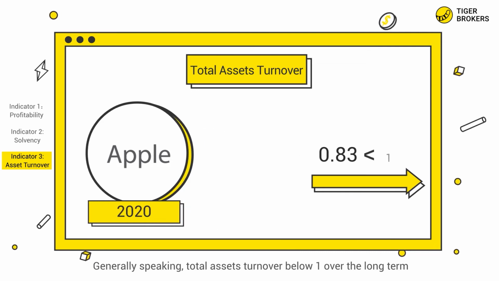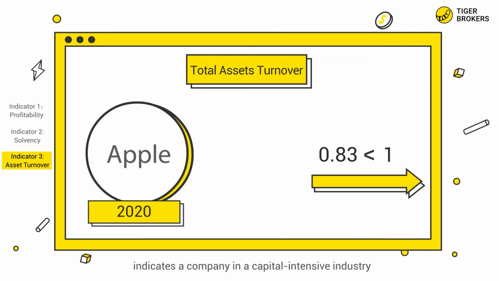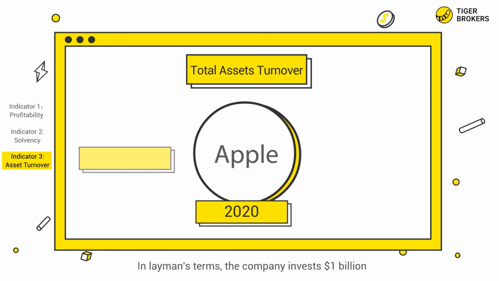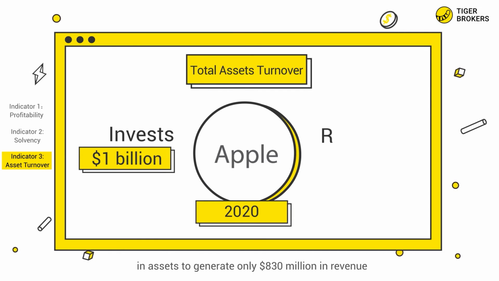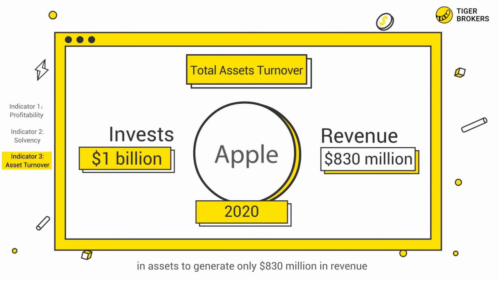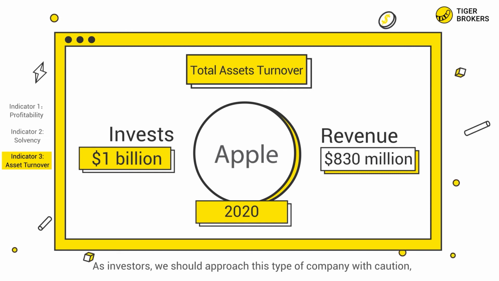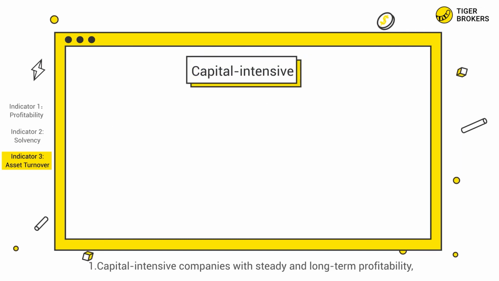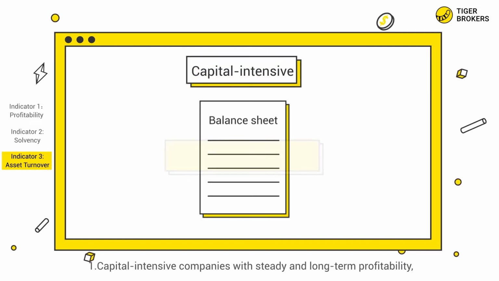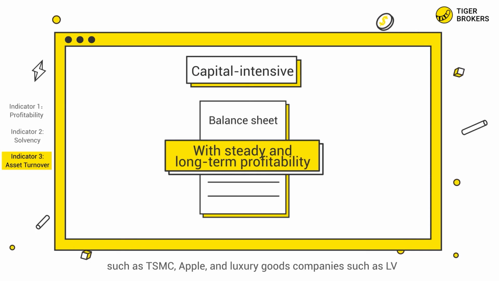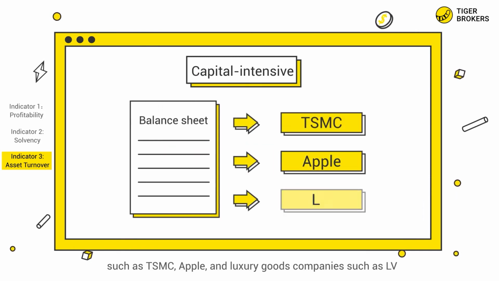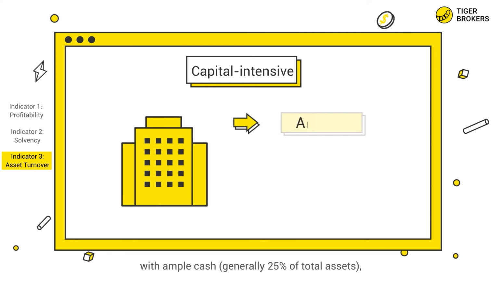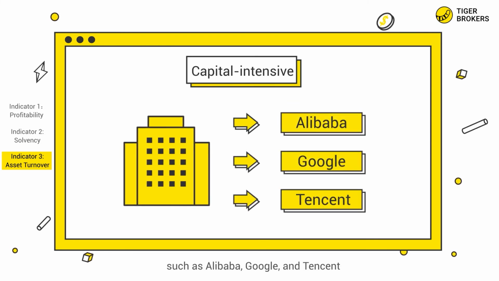Generally speaking, total assets turnover below 1 over the long term indicates a company in a capital-intensive industry that is burning through cash. In layman's terms, the company invests $1 billion in assets to generate only $830 million in revenue. As investors, we should approach this type of company with caution, except in the following 2 cases. 1. Capital-intensive companies with steady and long-term profitability, such as TSMC, Apple, and luxury goods companies such as LV. 2. Capital-intensive companies with ample cash, such as Alibaba, Google, and Tencent.